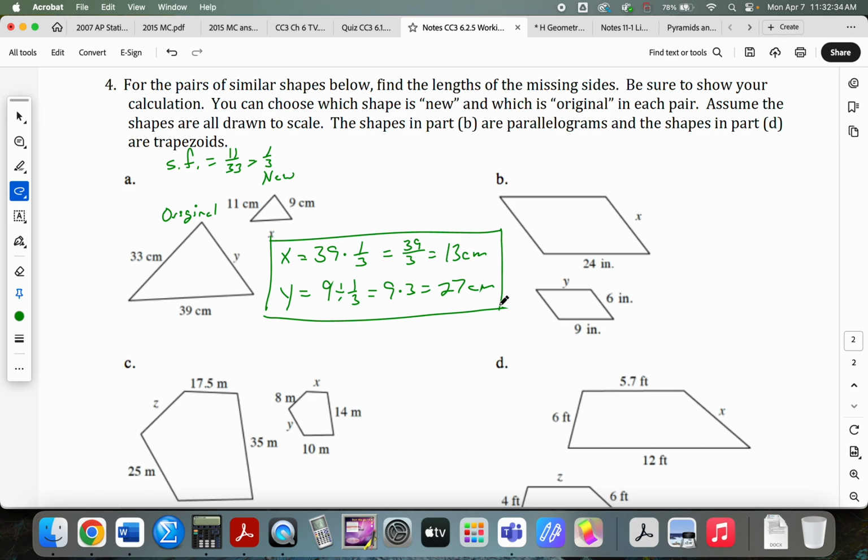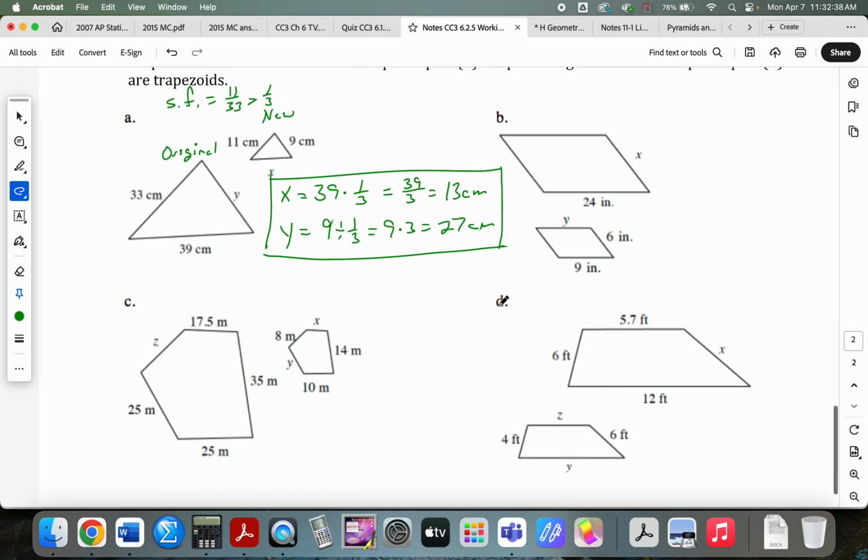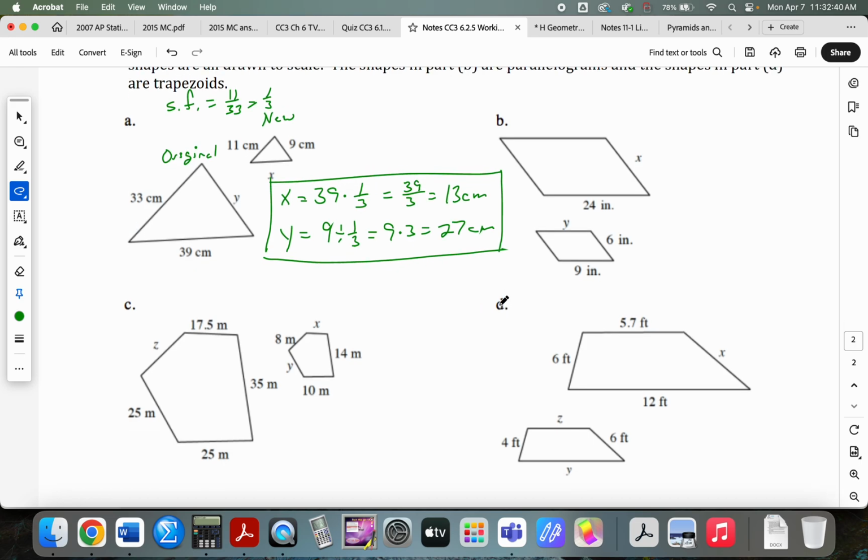All right, please go ahead and do B, C, and D. Once you're done with them, check with someone nearby you to see if they agree with you or not. If not, arm wrestle mentally.